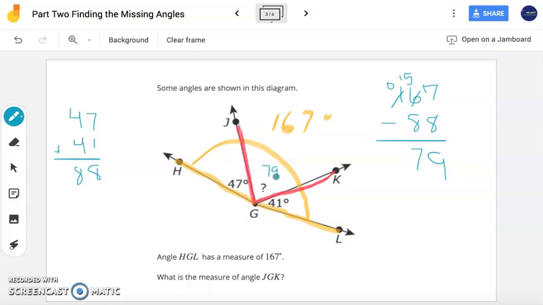Now, how do I know that what I did was correct? So I could take 47 plus 41, which is 88. Now we're going to take 88 and add 79 to this. And by adding 79, I come out with 167 degrees, which was my total measurement. That means the measure of angle JGK, in fact, is 79 degrees as my final answer. Notice I took this into a few steps. I highlighted the important values that were given to us to help us solve the problem.